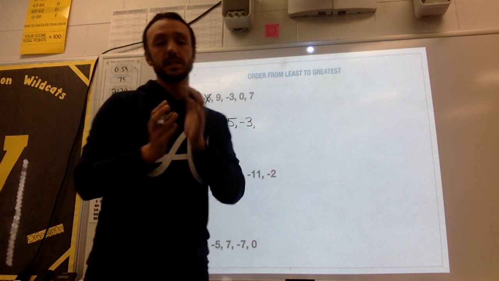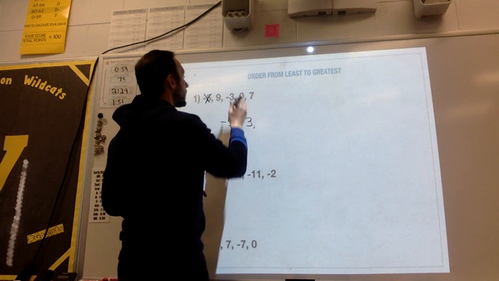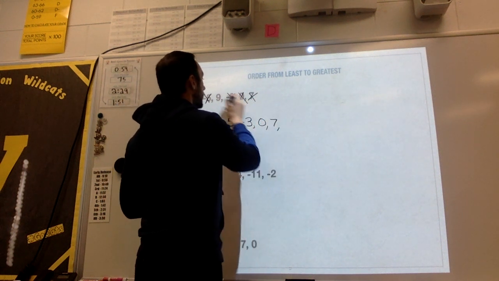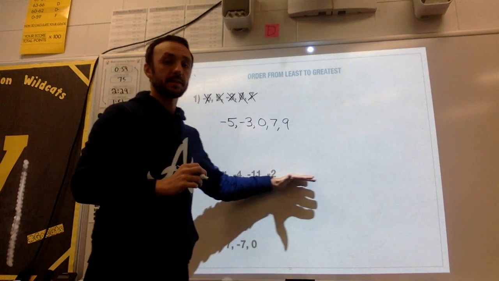And when we do this, we will always have 0 in the middle between our negative numbers and our positive numbers. So 0 is an option here. So 0 will come next. And then 7. And then 9. So that one's done. On number 2, they're all negative numbers.